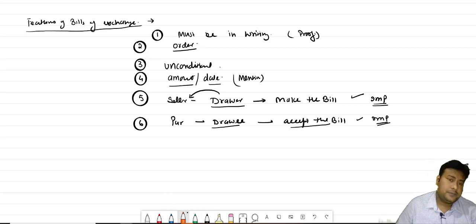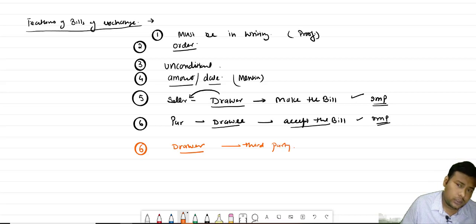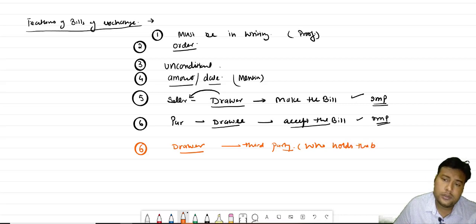And bacha, the sixth one is what? The bill of exchange will be accepted by the drawer or any third party also, any third party who holds the bill at the time of maturity.